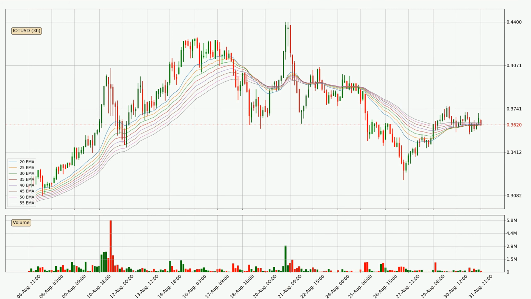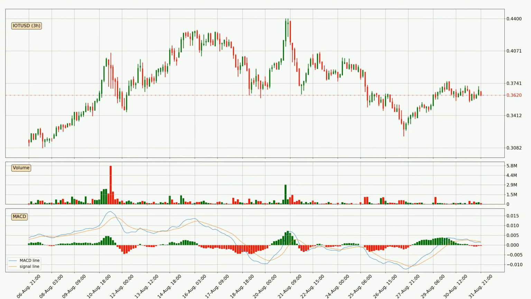Looking at the 3-hourly MACD, the MACD line is below the signal line, which shows that the current trend is on the downside. The momentum is currently indecisive, according to the MACD histogram. This means you should wait and see if the MACD line will cross the signal line, which will be bullish, due to the expected shifting momentum.